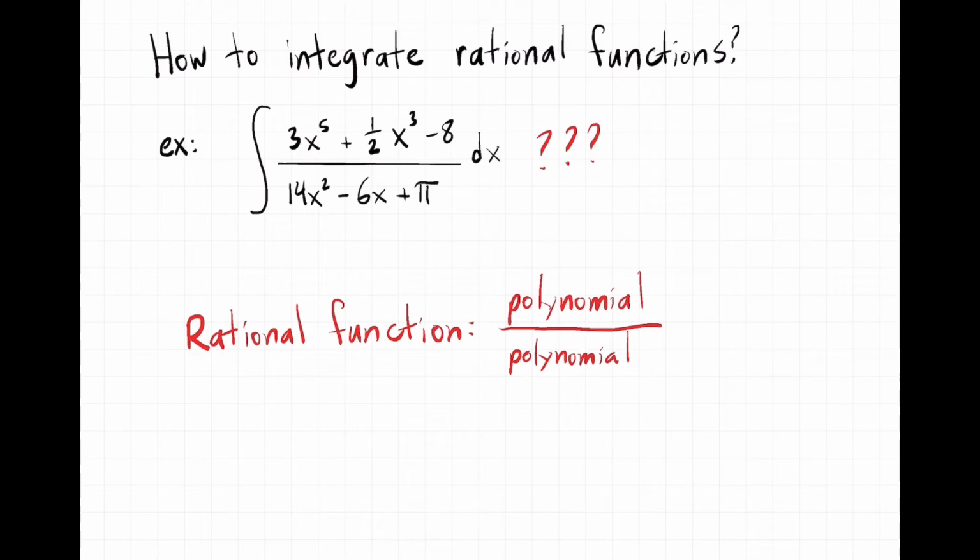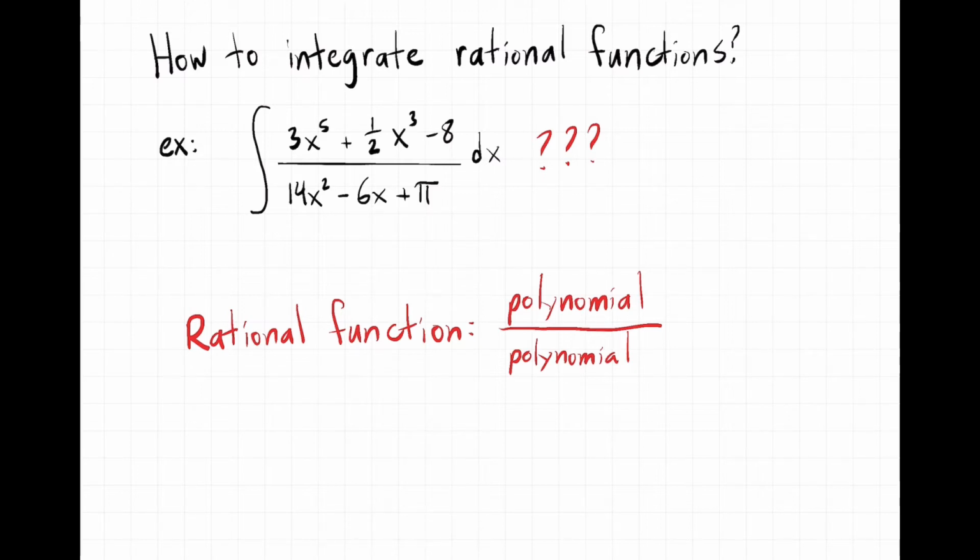And it doesn't. The derivative of 14x squared minus 6x plus pi is 28x minus 6, and that is not appearing on the top. It's not even a factor at the top. So u sub isn't going to work. Algebra isn't going to work. Our other techniques, trig integrals, trig substitution, integration by parts, probably are not very promising in this situation. So what do we even do?